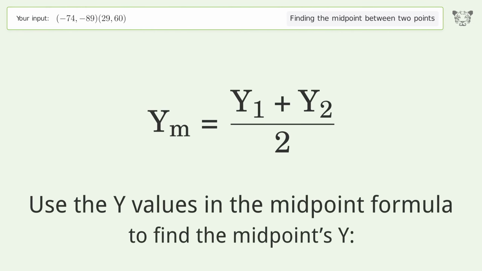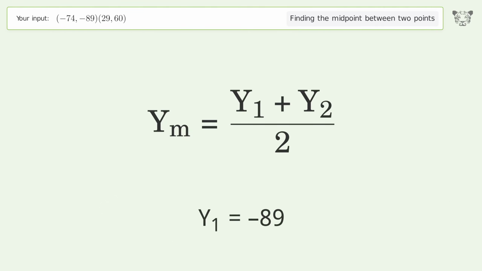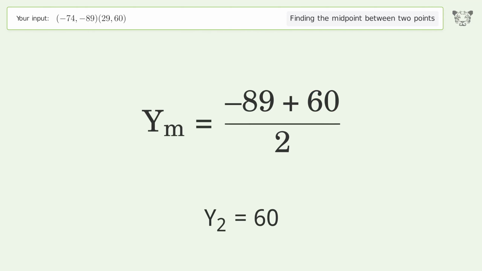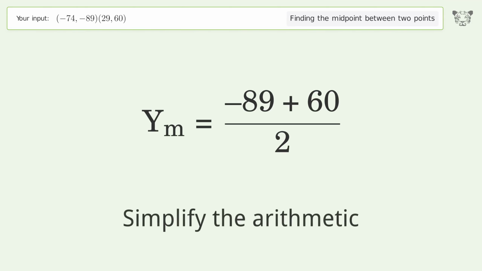Use the y values in the midpoint formula to find the midpoint's y. y1 equals -89. y2 equals 60. Simplify the arithmetic.